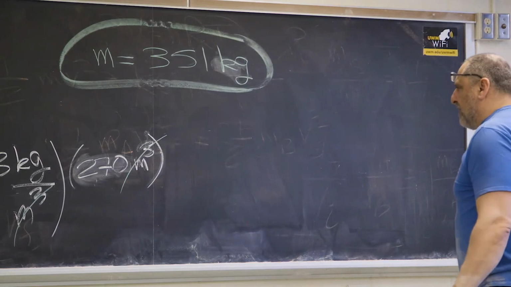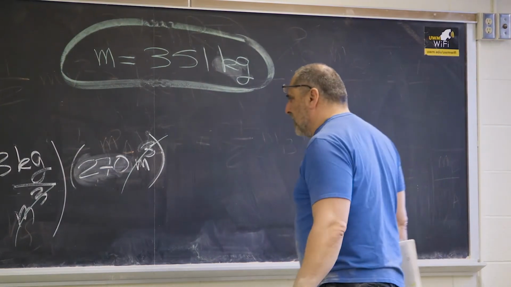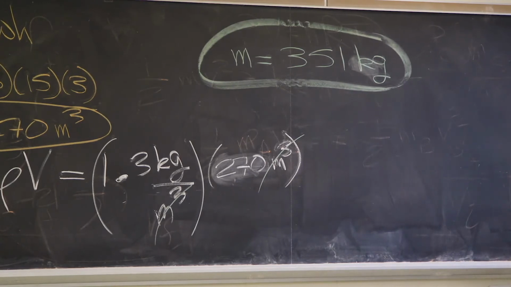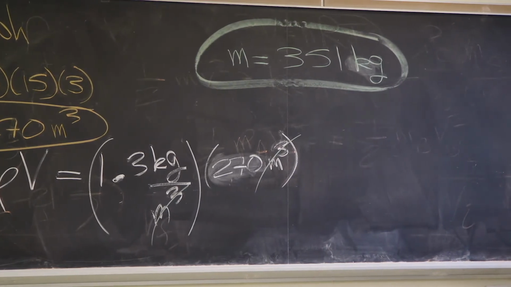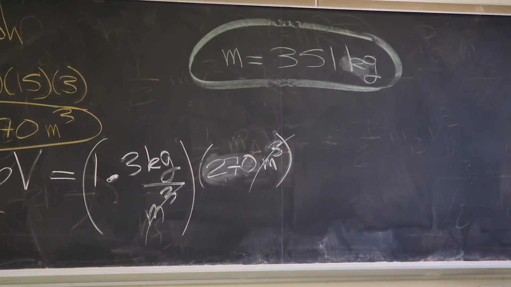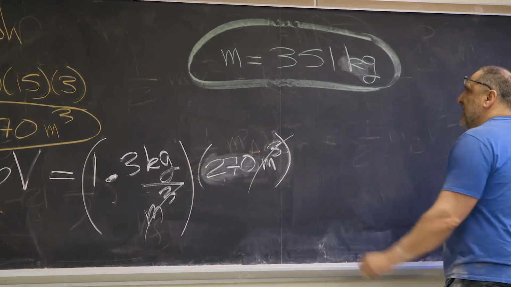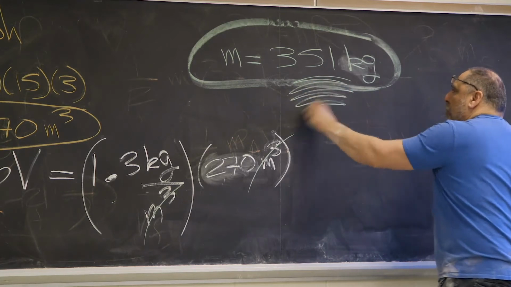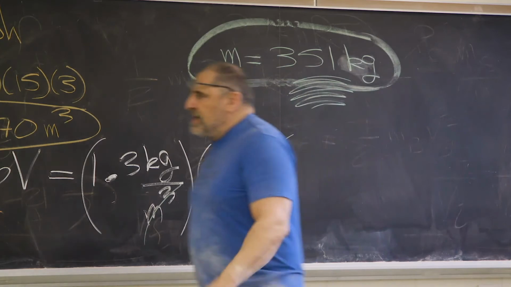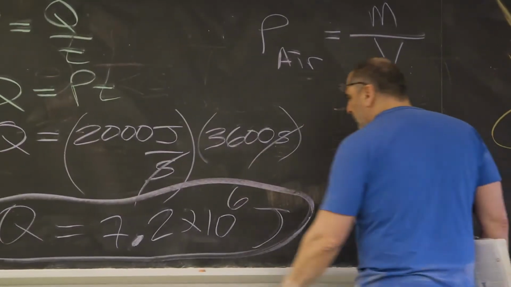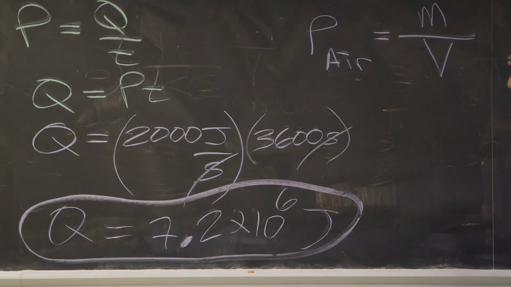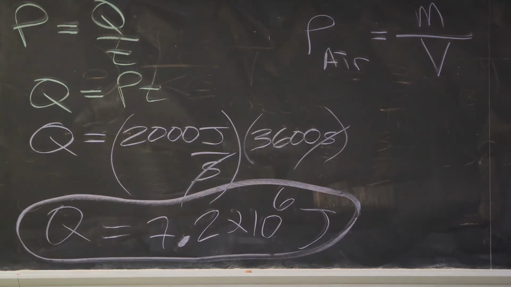But let's just confirm it. That's 270 multiplied by 0.3. That is 1 times 270 and then 0.3 times 270. Yeah, it's looking good to me, guys. It's right on the mark. So that's the mass of the air in the room. And that's how much energy is there.